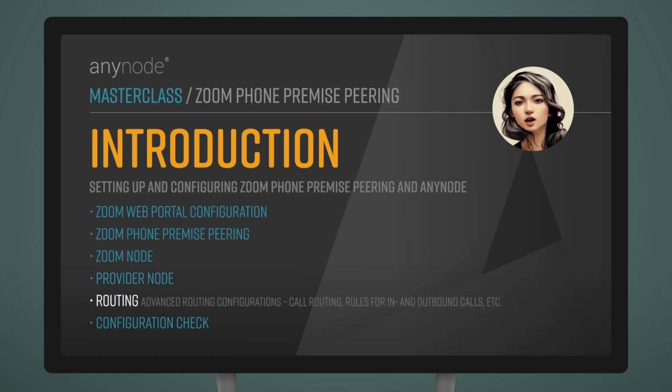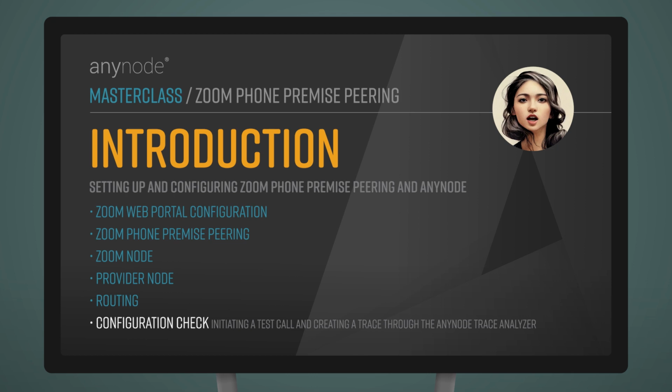In the routing chapter, we will explore advanced routing configurations within anynode. This section will equip you with the knowledge and skills to optimize call routing, implement rules for inbound and outbound calls, and handle various scenarios effectively. Finally, to verify the configuration, the check chapter describes initiating and evaluating a test call and creating a trace using the anynode trace analyzer.